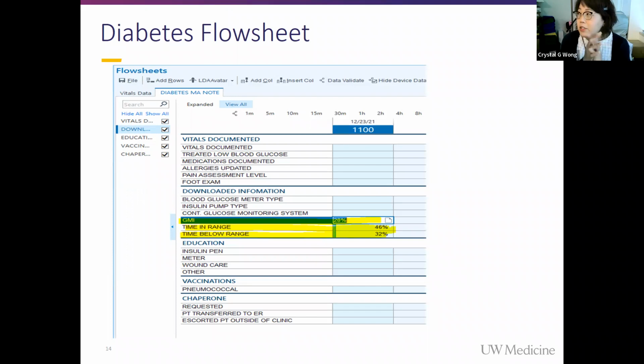I also, maybe this is a good time to just mention, this does not take the place of regular A1Cs, obviously. So you can kind of see if that real A1C that you draw every 3 months or so syncs with the GMI.